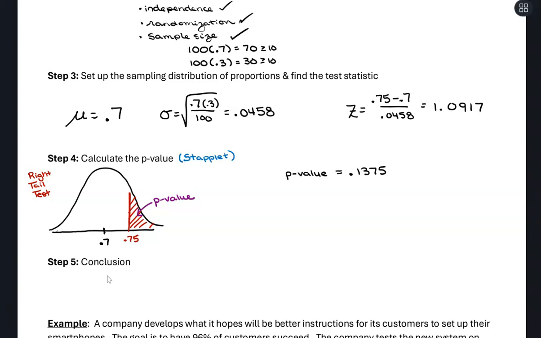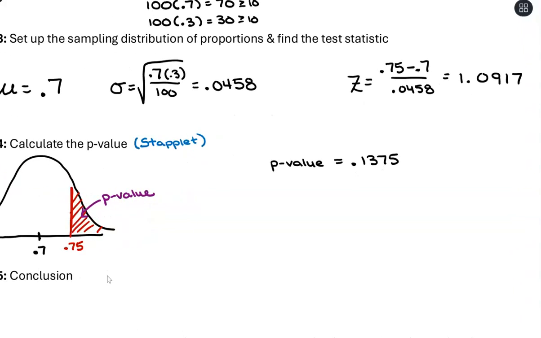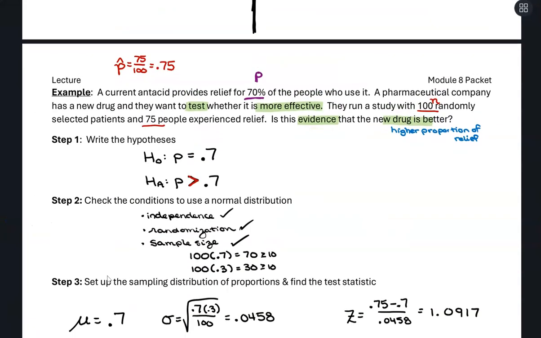Next, I need to make my conclusion, and there's a middle step there where we evaluate the p-value: is it small or not small? So what we want to do is compare the p-value to our significance level. Now, if I go back to the wording of the problem, they don't mention significance level at all. What that means is that I go ahead and assume significance level is 0.05. We'll look at scenarios where they tell us exactly what it is, but for this, because they don't specify, we automatically use 0.05 every time.